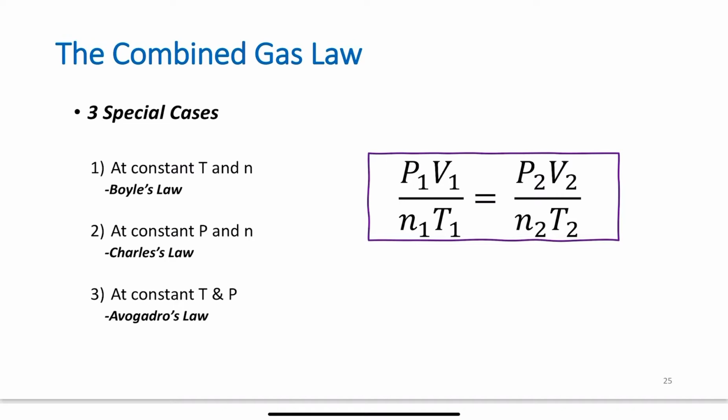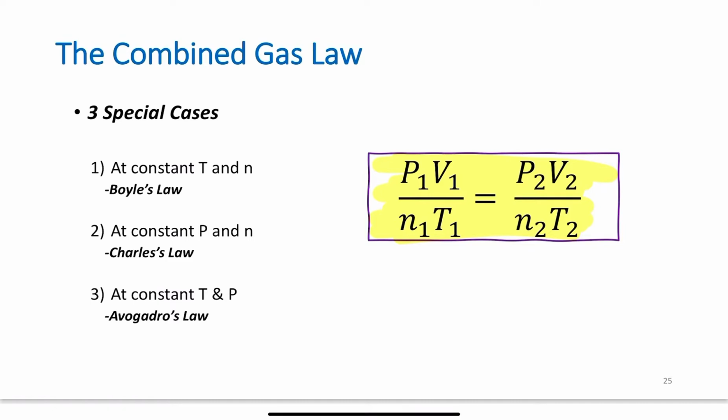So first we have your combined gas law. You are responsible for this equation. Okay, so please learn this equation. There are three special cases. At constant temperature and constant number of moles, you have Boyle's law. At constant pressure and number of moles, you have Charles's law. And at constant temperature and pressure, you have Avogadro's law. I'll be honest, I know all the individual gas laws, but I tend to just start with the combined gas law, and then if something is constant, I just kind of cut it out from there. I'll show you what I mean in a sec.